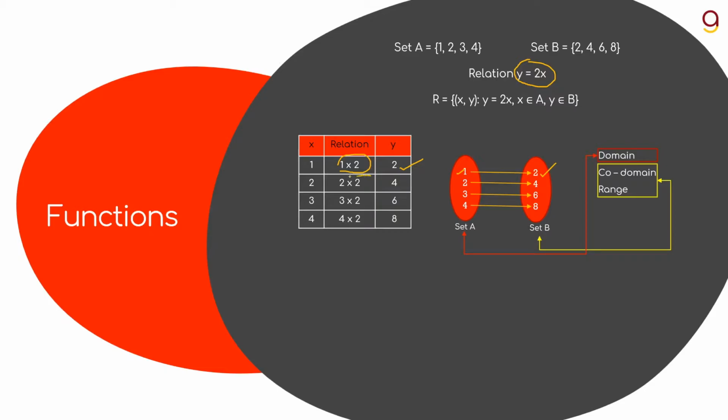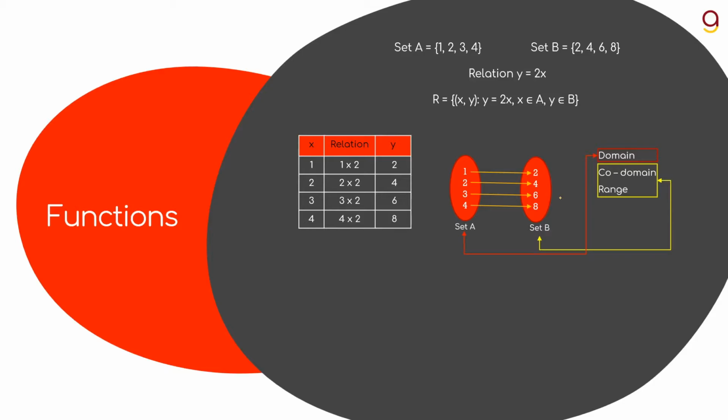Next, 2 times 2 is 4. So, we relate the element 2 of set A to the element 4 of set B. Next we relate the element 3 of set A to element 6 of set B because 3 times 2 is 6. Similarly, we get element 4 of set A to element 8 of set B. We see that each of the elements of set A has only one image in set B. So, the given relation is a function.